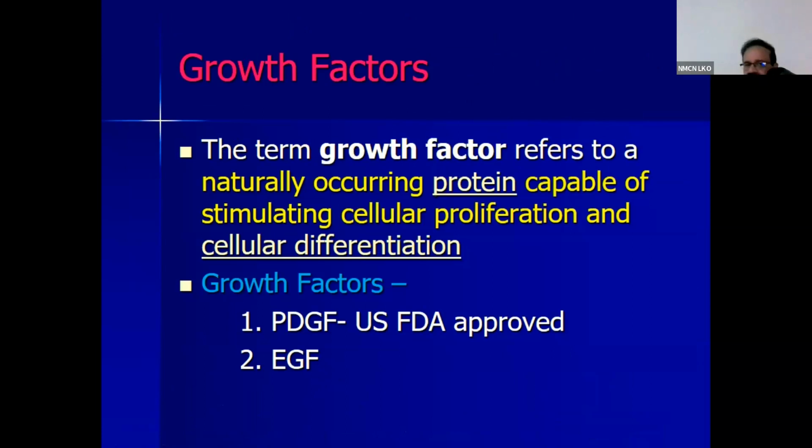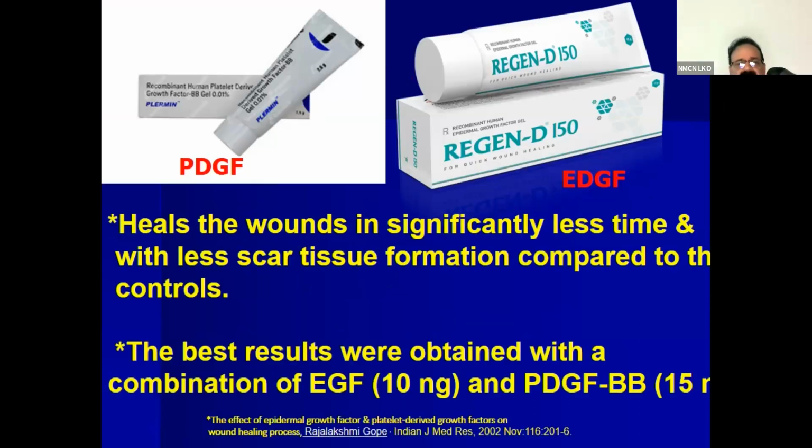Then come the growth factors. They are naturally occurring proteins which are capable of stimulating cellular proliferation and cellular differentiation. There are seven growth factors, and these two are more important. The USFDA has so far approved only platelet-derived growth factor, and the other is epidermal growth factor. Examples: Plarmin is PDGF and Regen-D is EGF, that is, epidermal growth factor.